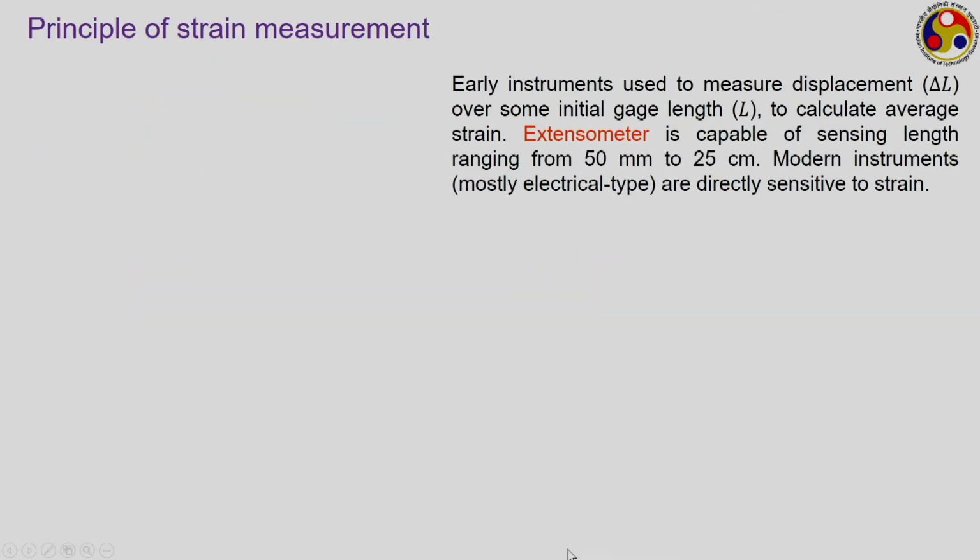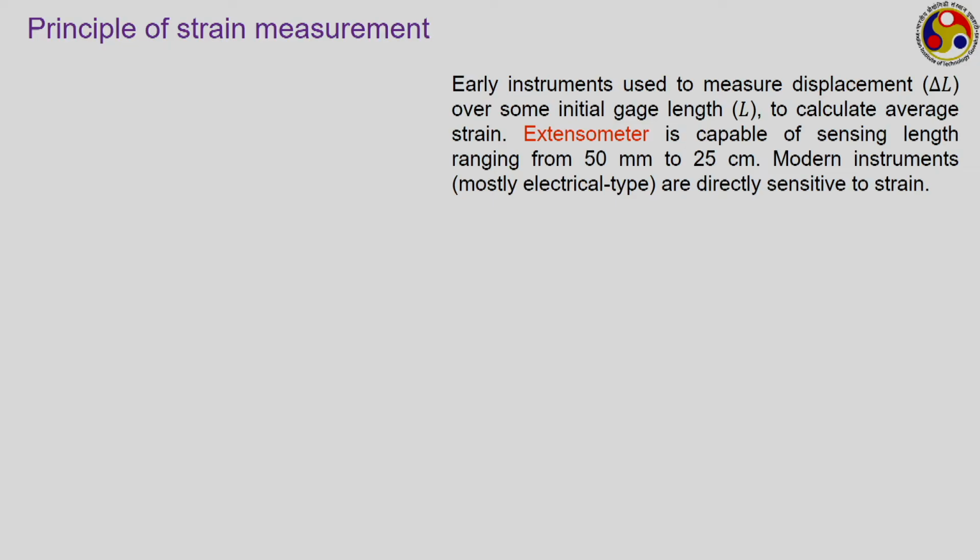Now, the principle of strain measurement. There are several ways we can measure strain. In early day instruments, generally they used to measure the displacement delta L over a certain length, and then the displacement used to be divided by the actual length, thereby getting the value of the strain. Extensometer is one of the earlier instruments where this displacement delta L used to be measured. Actually, a modified form of this one is still in use in certain applications, but the idea in all such cases is to measure the displacement, then divide that by the initial length to get the strain.